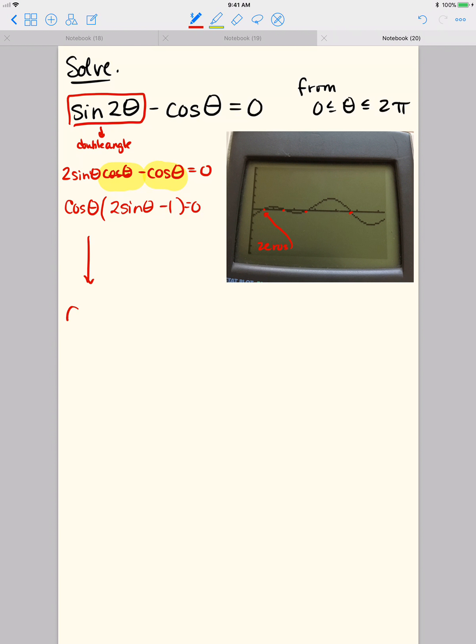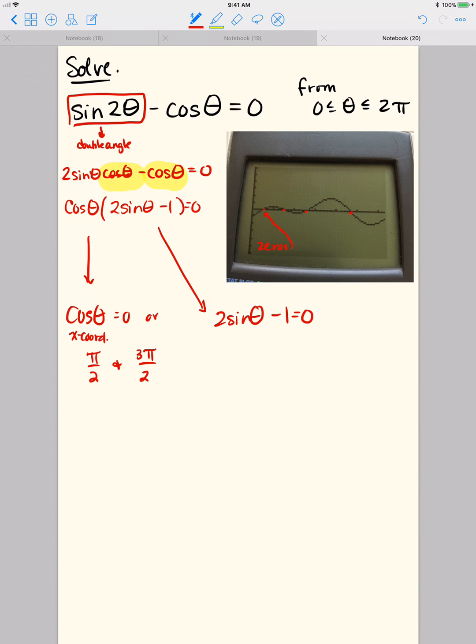So when I set each of those equal to 0, I have cosine of theta equals 0, or 2 sine theta minus 1 equals 0. And now I'll solve each one for theta. Cosine theta is already solved, so where is the cosine of an angle 0? Where is the x-coordinate on the unit circle 0? And that happens at 2 places. It happens up at pi over 2, 90 degrees, and it also happens down at 3 pi over 2, or the 270 degrees. But that's exactly where the cosine of theta is 0.